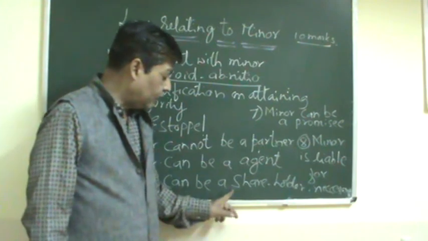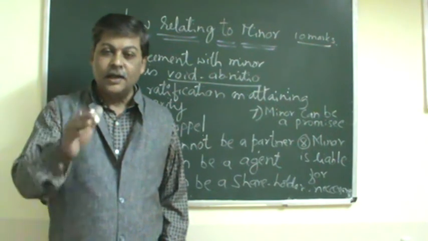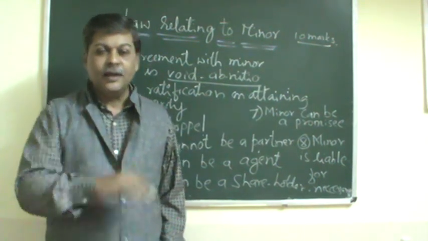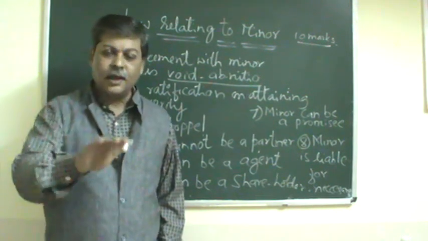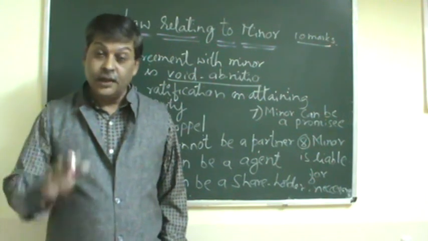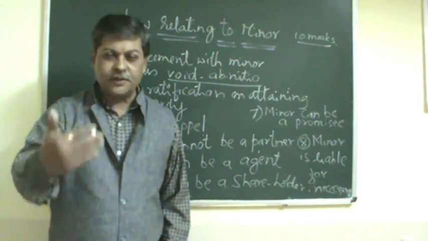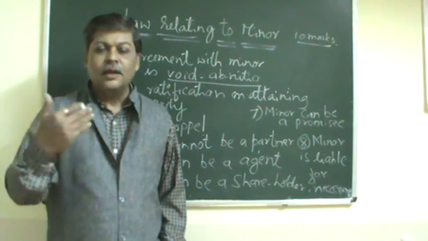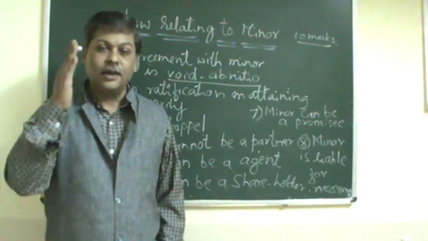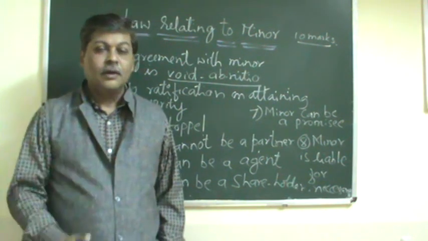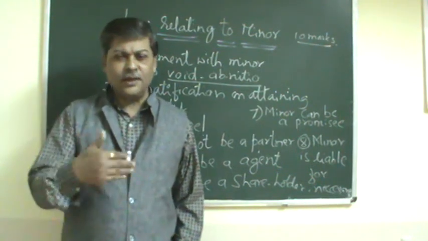Likewise, a minor can be a shareholder in a company. He can purchase shares, and he is represented by his guardian. So it is through the guardian that he can purchase shares in his name. He can be a shareholder, but he will be represented by the guardian, a major. In a company, shares can be issued in the name of the minor represented by so and so as guardian.